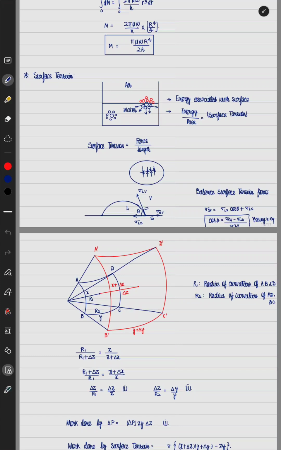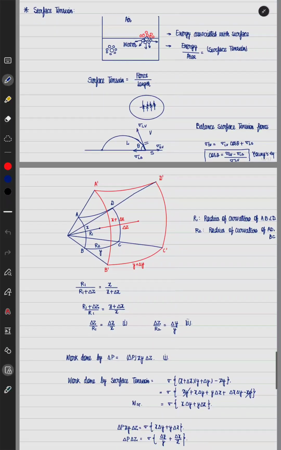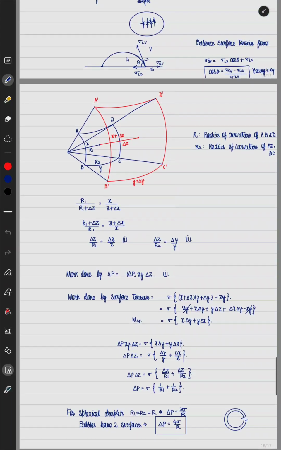This means that there is some kind of energy associated with the surface molecules, and that energy per unit area is called surface tension. Also, we introduced the concept of force per unit length on the surface is called surface tension. Then we derived the Young's equation just by the balance of the surface tension in x direction, and we moved on to the concept of how surface tension is correlated with that of the delta P.